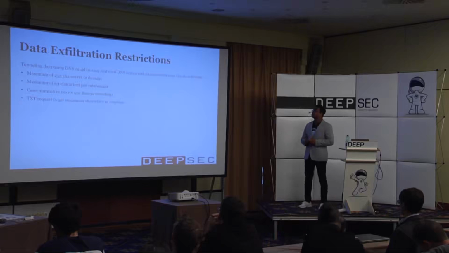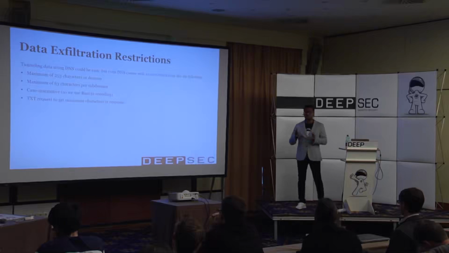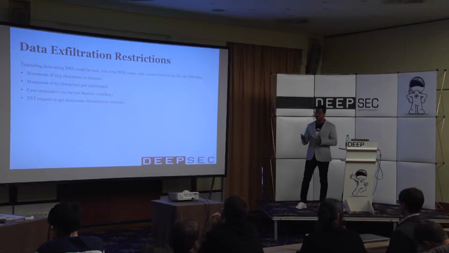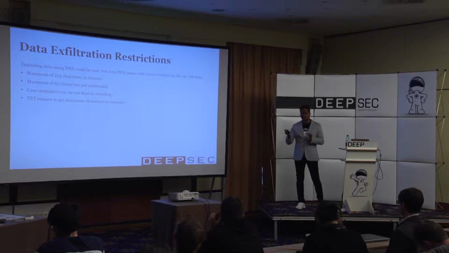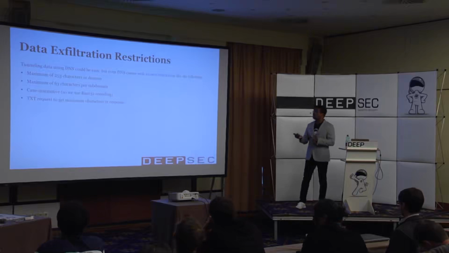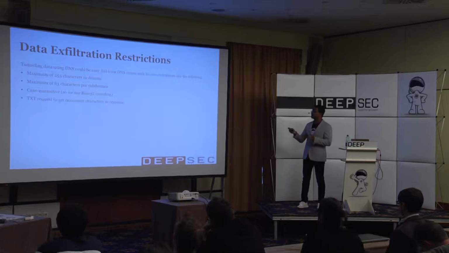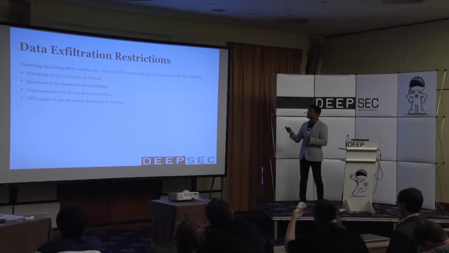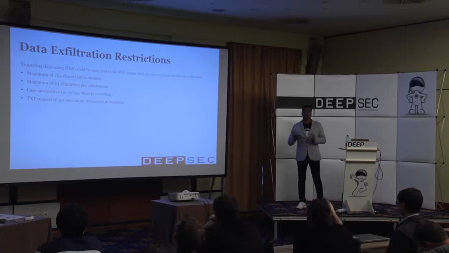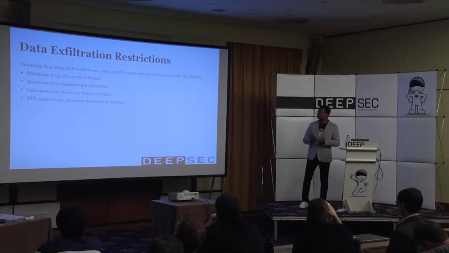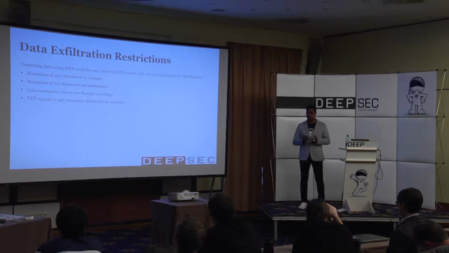Some of the restrictions in DNS are that the domain name can have a maximum of 253 characters. Apart from that, a subdomain can consist of 63 characters, and it is case insensitive, and the requests are text requests, DNS records, all that.